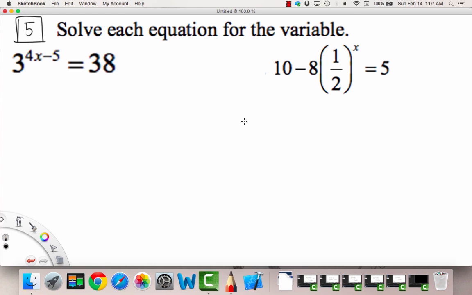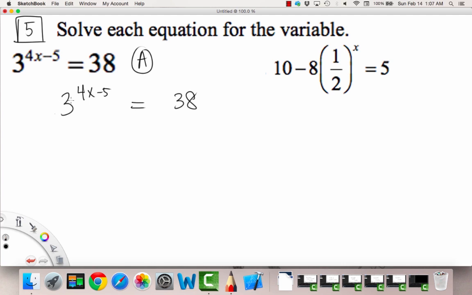Okay, last question, number 5. We're going to solve each equation for the variable, and in this case, both of these are x. Okay, so let's look at part A. This is part A here. If we want to solve this equation for x, what we need to do is get it out of this exponent form. So what we have now is 3 to the 4x minus 5 is equal to 38.